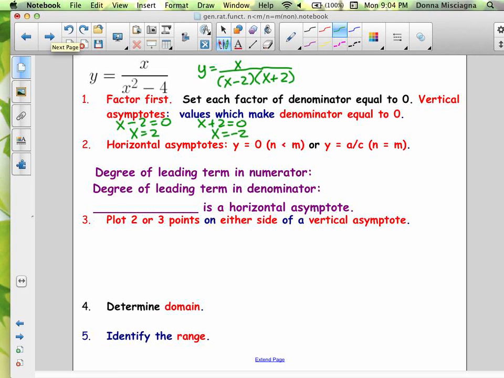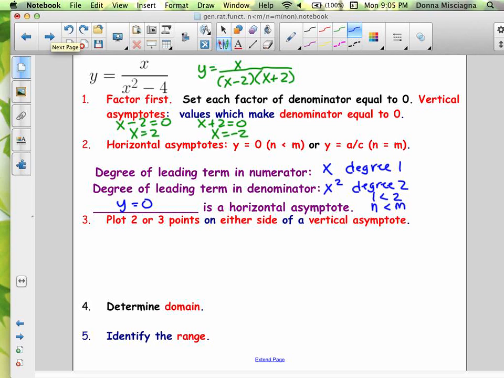For the horizontal asymptote, just compare the degree of the numerator and the denominator. So the leading term in the numerator is an x. That is degree 1. The leading term in the denominator, and the leading term is not necessarily the first term, it's the term with the largest exponent. So the leading term in the denominator is x squared. That's degree 2. Right, so 1 is less than 2, which means the numerator has the smaller degree, which means y equals 0 is still the horizontal asymptote.